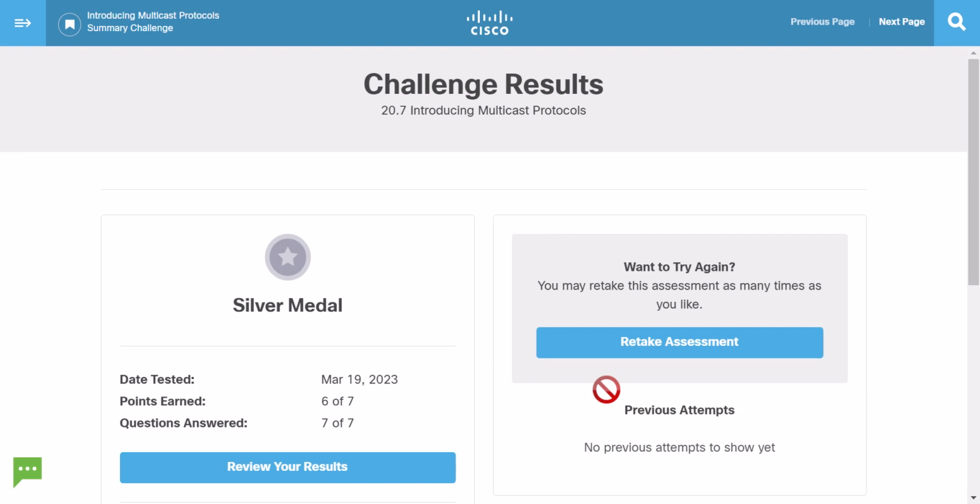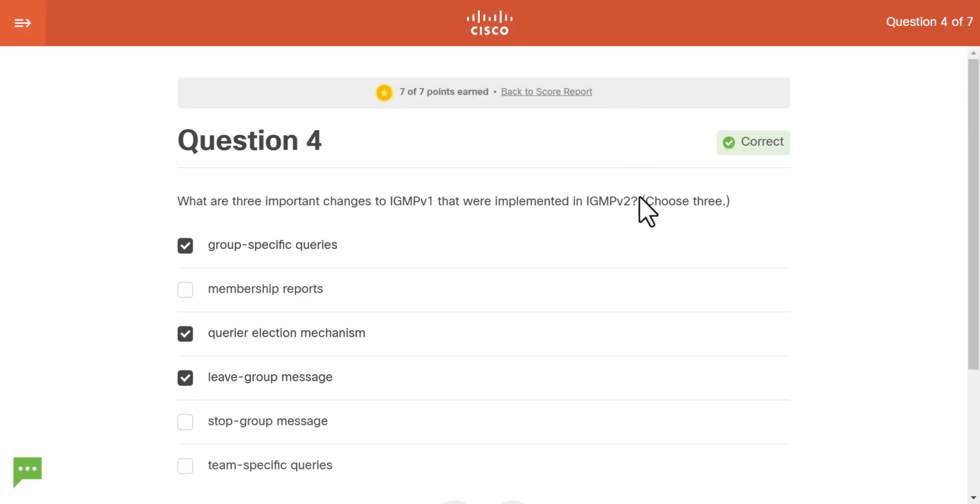There is one mistake. I will take a look and get back. Okay, as I expected, it wasn't question 4, and the mistake was related to IGMP, right? So what are 3 important changes introduced in IGMP version 2 over IGMP version 1? My initial answer was membership reports, and this is not correct because membership reports were there in IGMP version 1 from the very beginning, right?